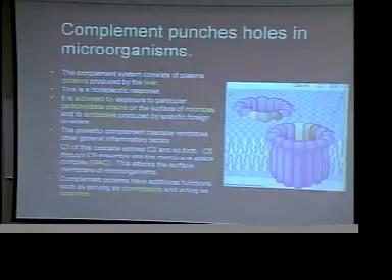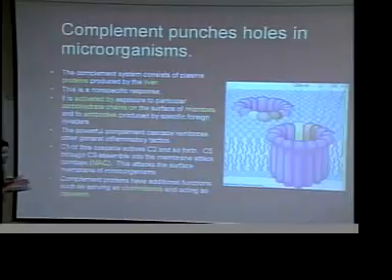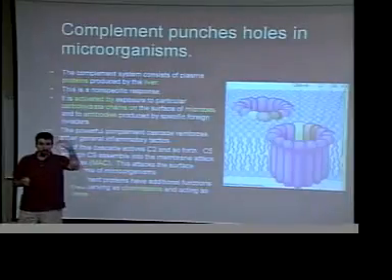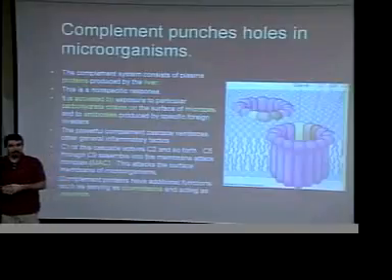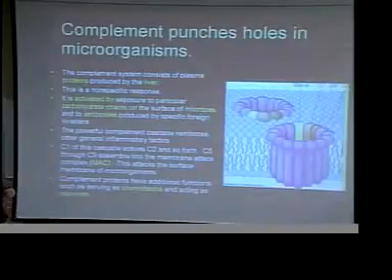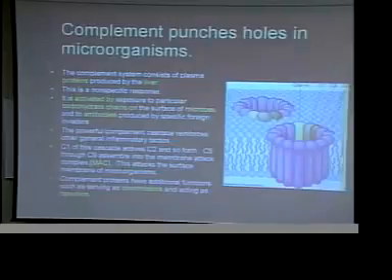Unfortunately, they are not named C1, C2 in the order in which they occur. They're actually named in the order in which they were found and identified, so that makes it confusing. But in any case, C1 could activate C2 and so on and so forth. It's a cascade, like a domino effect. One gets activated, which in turn activates another, which activates another.